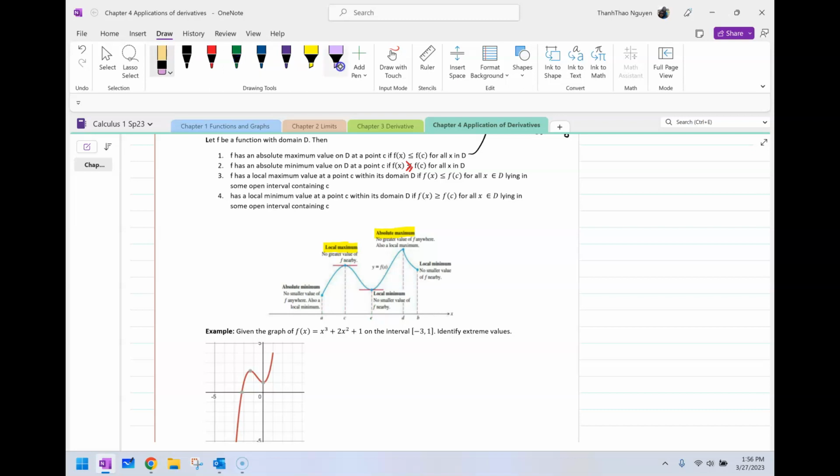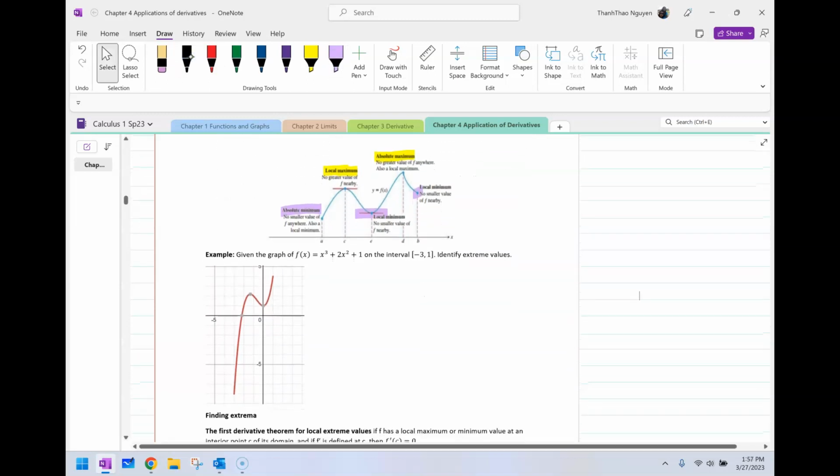Similarly, you have here the absolute minimum, the smallest value of the function. You have a local minimum, which is the smallest value in the interval from C to D. And again, we have a local minimum in the interval from D to B. Okay, let's take a look at the first example.